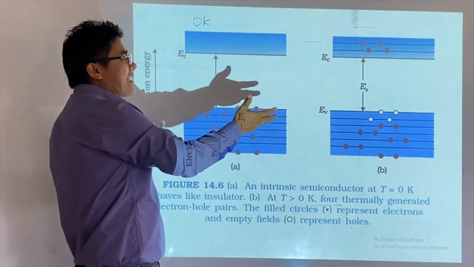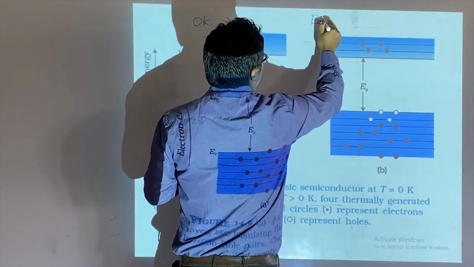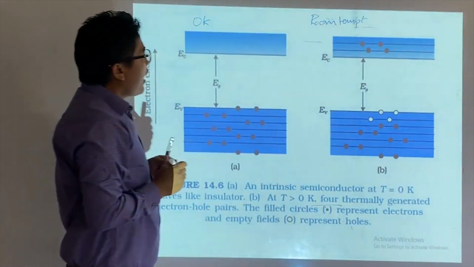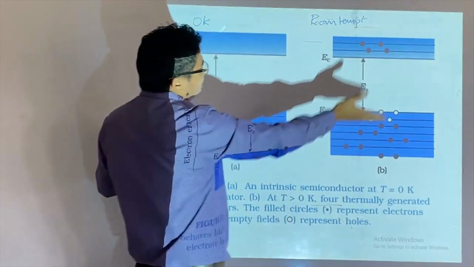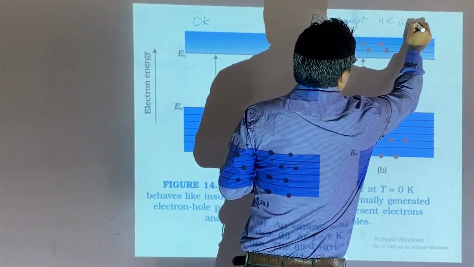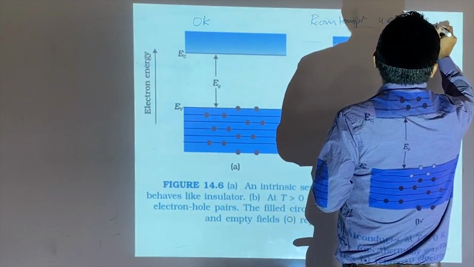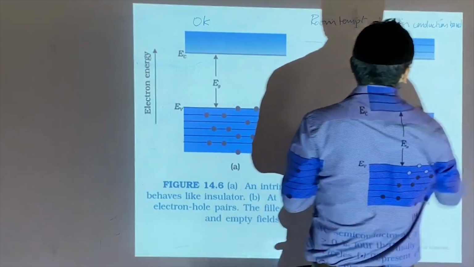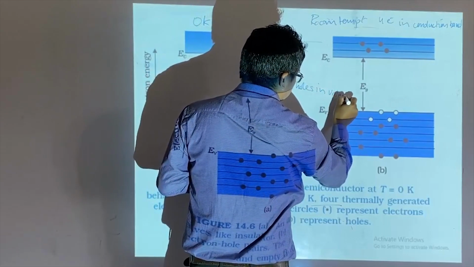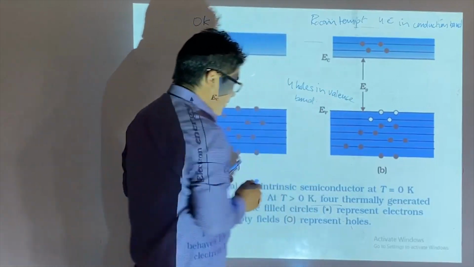At room temperature, 4 electrons get excited and jump into the conduction band. At room temperature, 4 electrons get excited into the conduction band, and 4 holes are created in the valence band. This is how.